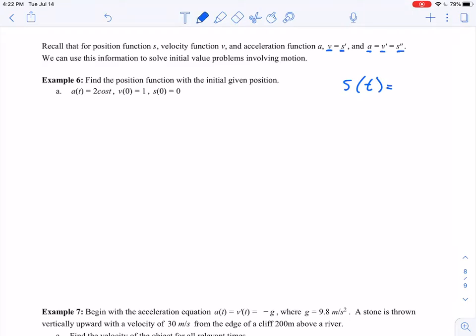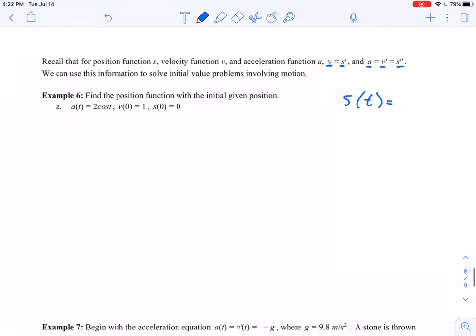So if I want to find the position function, I'm starting with acceleration. There's no way that I can jump straight from acceleration to my position function. I'm going to have to go from my acceleration and find my velocity function first, and then once I have that, then I can find my position function. So this is really a two-step problem.